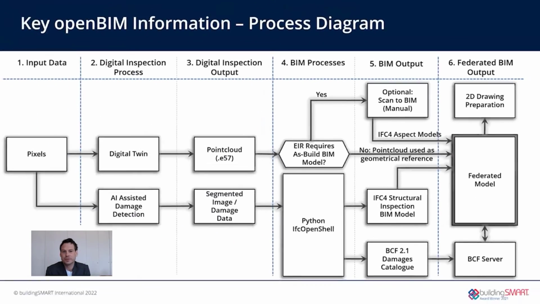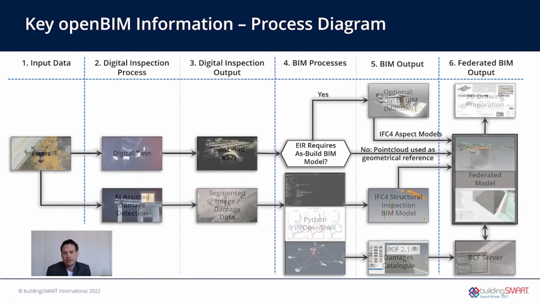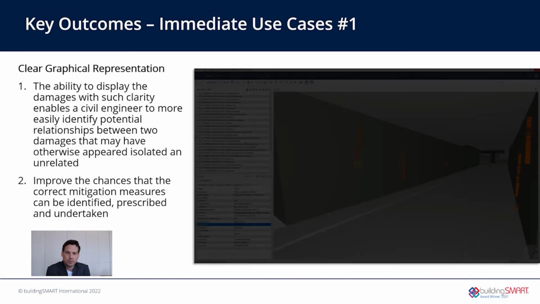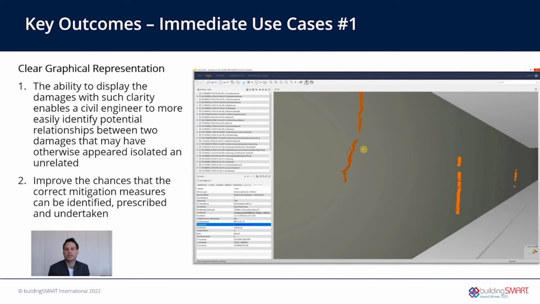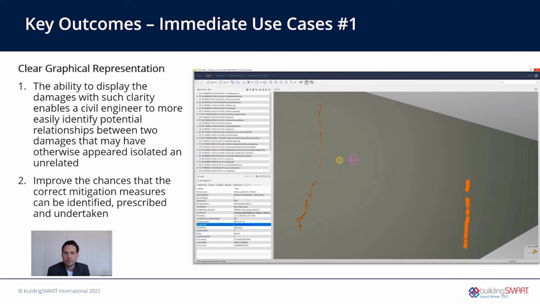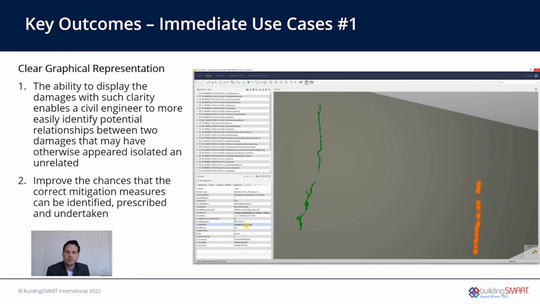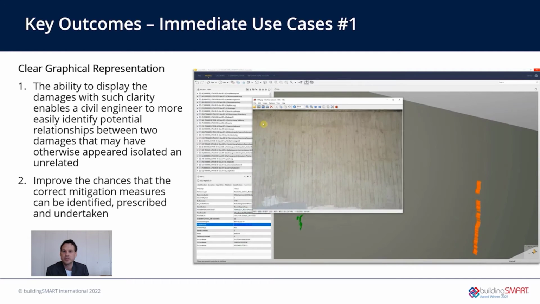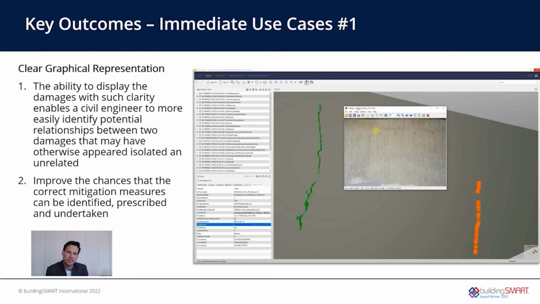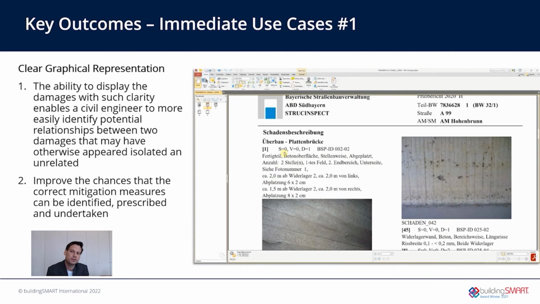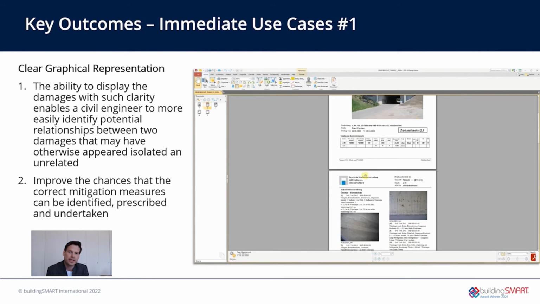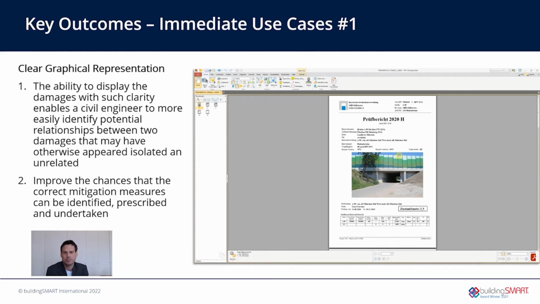And now to demonstrate a few of the key use cases. The first main use case is to simply provide a better overview of the damages in any given structure, and more importantly, to help understand the relationships between the damages in a structure. Being able to display the damages with such clarity enables a civil engineer to more easily identify a potential connection between damages that may have otherwise appeared isolated or unrelated. In turn, this increases the chances that the correct mitigation measures can be identified, prescribed, and undertaken.